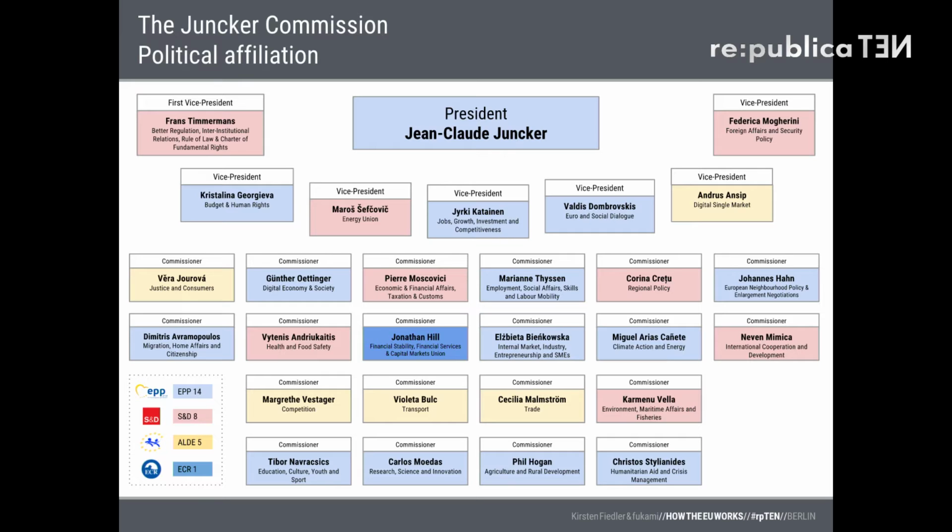The political composition is pretty much like the one from the Council. The difference is that the conservatives have a little bit more. Half of all of the commissioners are from the EPP. There is Jonathan Hill from the ECR, and you see that 4 people from 8 are also in the president or vice president position.